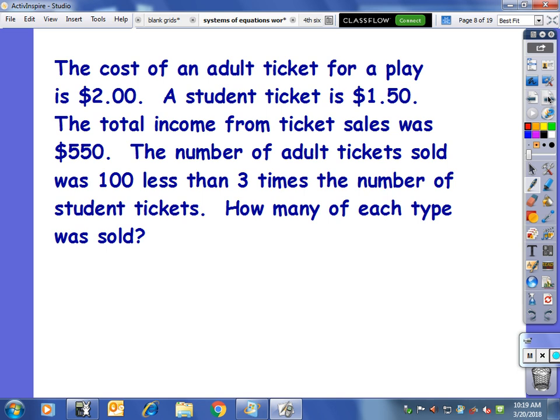Now, this one's not about coins. This is about a mixture of two different priced tickets. We've got some student tickets and some adult tickets that were sold to a play. So the first two sentences are just facts. You're going to need the cost of each type of item when you deal with the money equation.